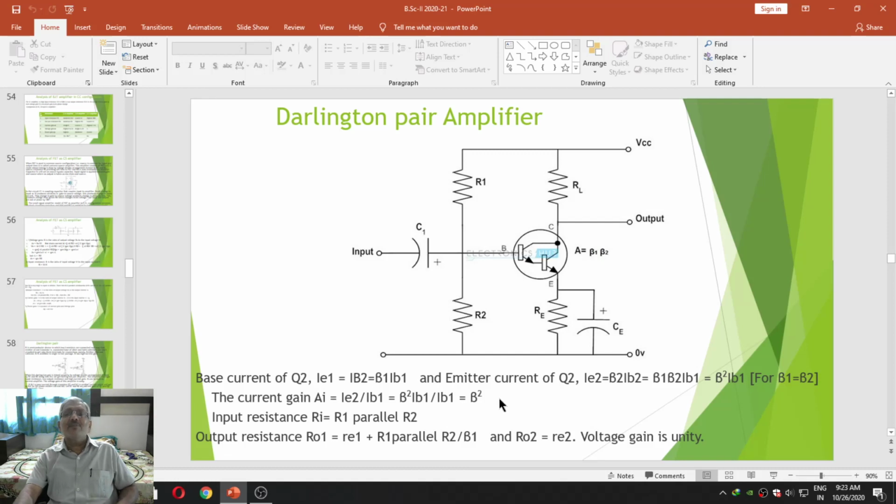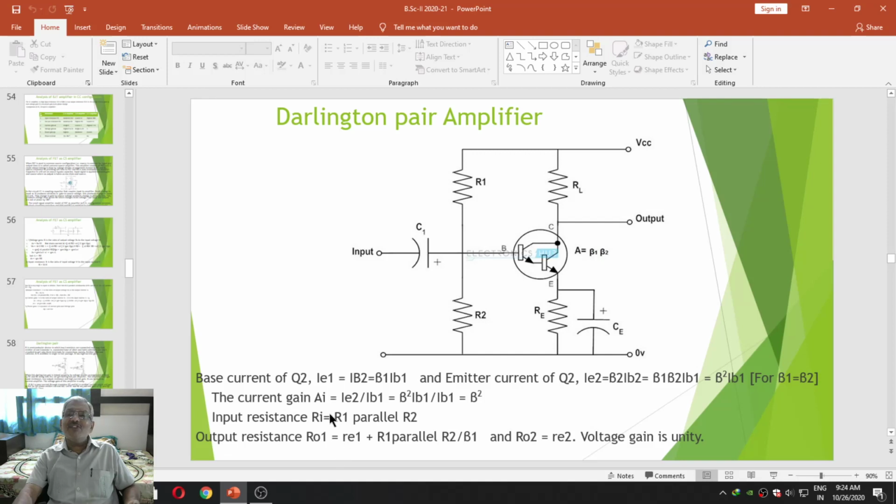That is the difference. If you use a single transistor, that gain will be simply beta. Here it is beta square. Or if for two transistors the current gains are beta 1 and beta 2, then the combined current gain is represented as beta 1 into beta 2. The input resistance Ri equals R1 parallel to R2, because it is a voltage divider biasing arrangement which we already studied in the biasing technique, so its input resistance becomes equal to R1 R2 upon R1 plus R2.